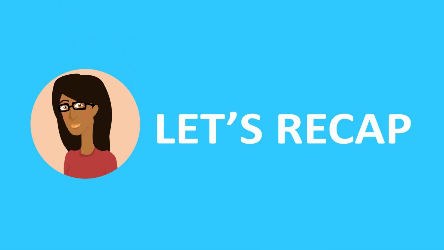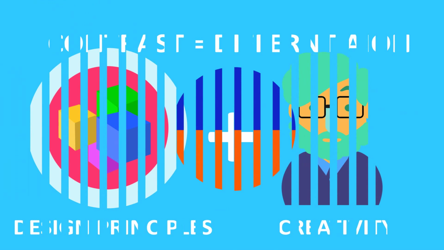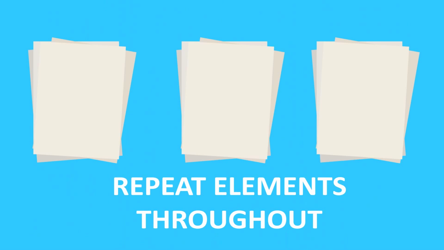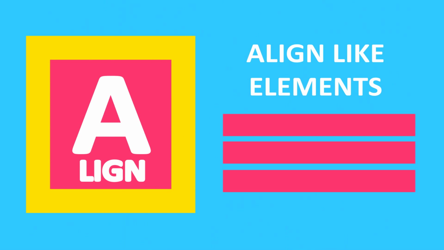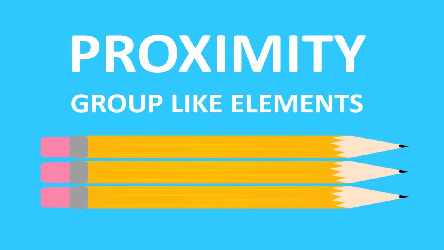Okay, now that we have covered the basics, it's time to recap on today's lesson. We know that design transcends a simple definition and is a combination of good design practices and your own creativity. Adding contrast means to create visual differences. Good repetition means to add repeated elements throughout your design. Aligning elements establish hierarchy and balance, while proximity is all about grouping like elements together.